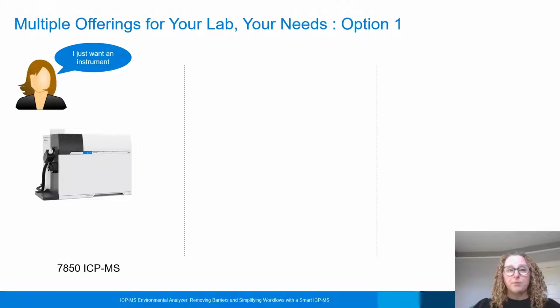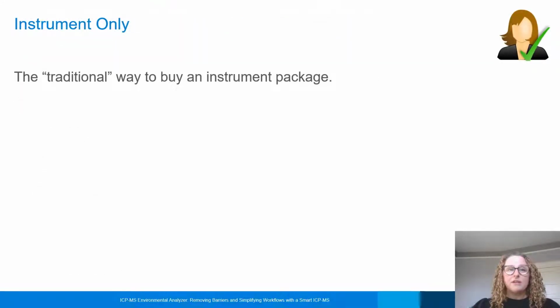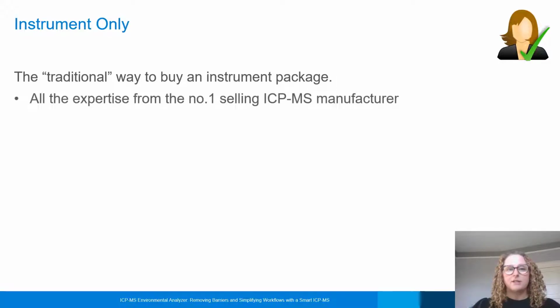So option one would be, I just want an instrument. Perfect. We can set you up with a 7850 ICP. If you need an instrument only, this has been the traditional way that things have been done in the past. If you just need to buy an instrument, that's no problem.